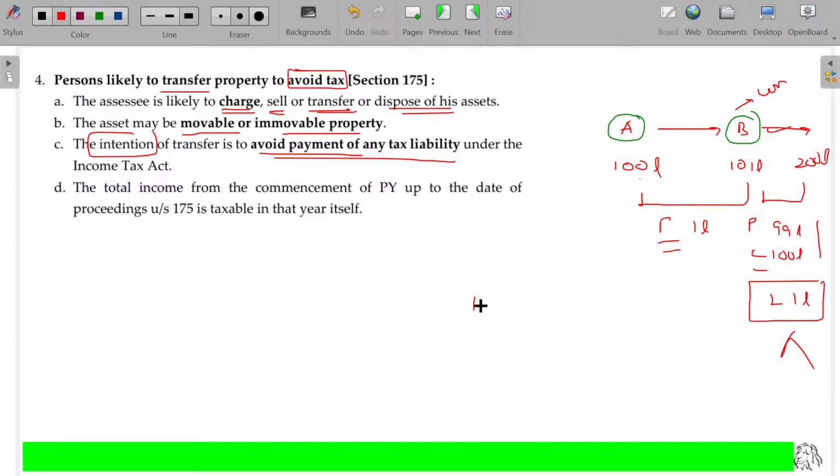Sometimes it may also happen. I may have 100 lakhs rupees worth of shares. On 26th March 25, I will get 10 lakhs rupees dividend from this. What I'll do? Immediately on 25th, I'll transfer it to my spouse or my daughter or my son. Again on 27th, I'll get it back from the same transferee. I transfer on 25th and get it back on 27th.